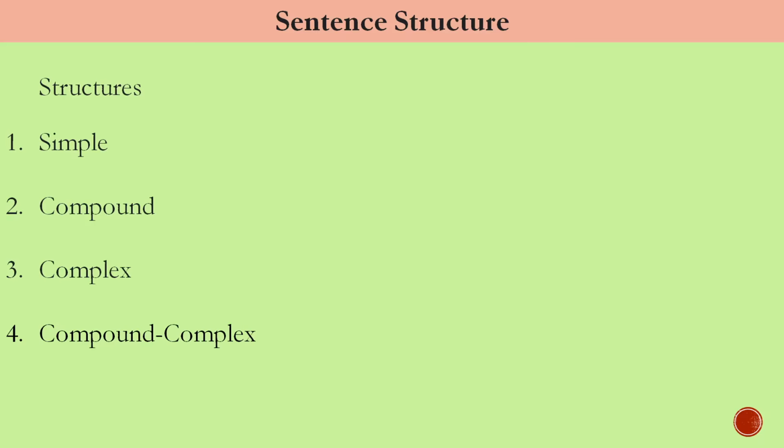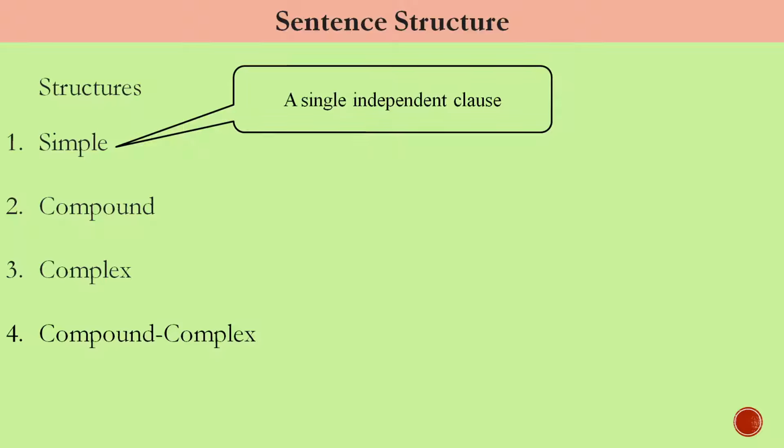So regarding the structure of a sentence, we have four structures. Sentences according to structure might be simple, compound, complex, or compound complex. A simple sentence has a single independent clause. Sometimes we term it a coordinating clause. If a sentence has a single independent clause, then it is termed a simple sentence.